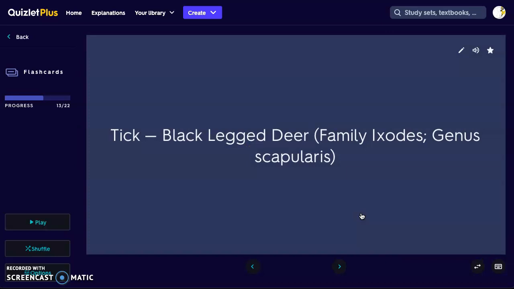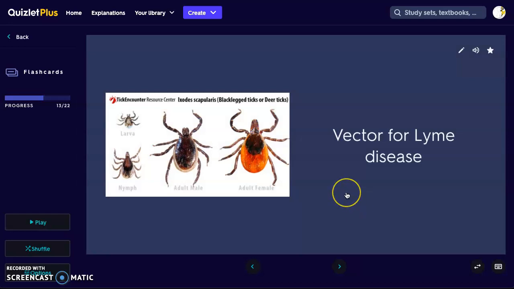Next we have our black-legged deer tick. This is from the family Aedes, from the genus Scapularis. These are a vector for Lyme disease. And then we have our female and then our male. You can see that the top shell is much different between the two sexes.